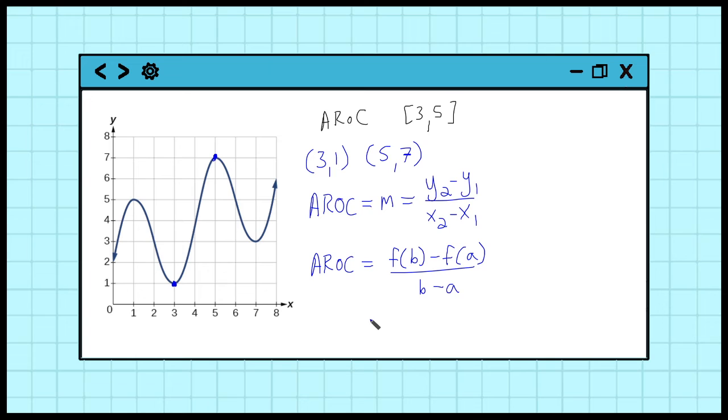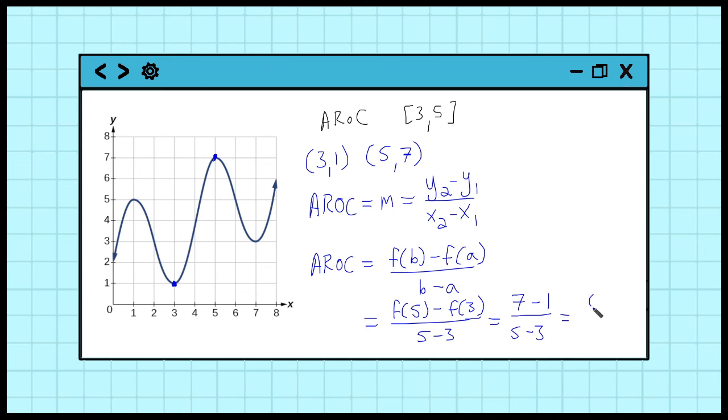So here, when I'm looking at the interval from 3 to 5, I know that f of 5 minus f of 3 over 5 minus 3 is my setup. Thankfully, we've already done all of the hard work because f of 5, the y value when x is 5, is 7. f of 3, the y value when x is 3, is 1. And then, again, we have 5 minus 3 in the bottom.